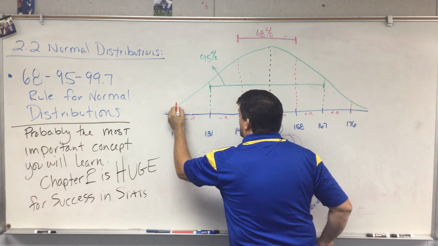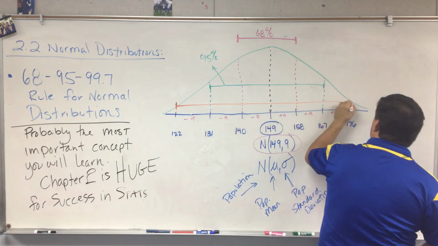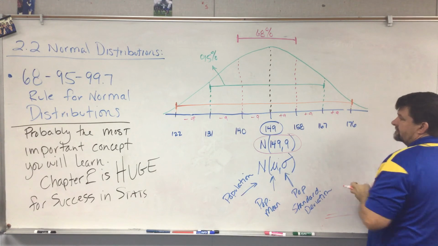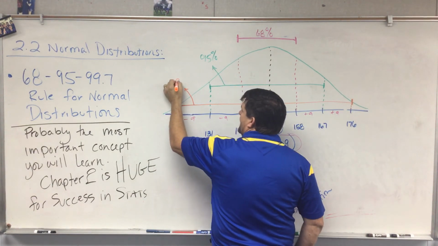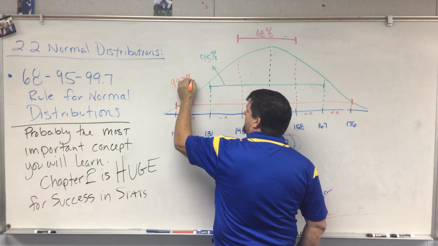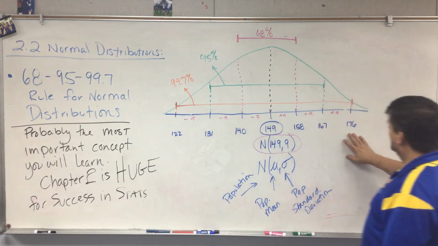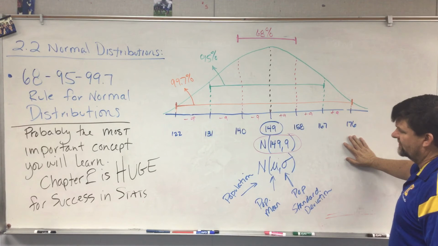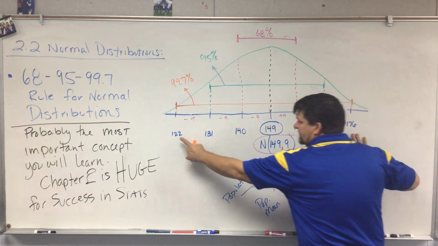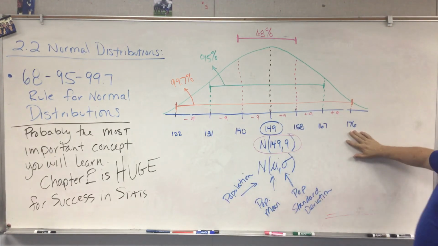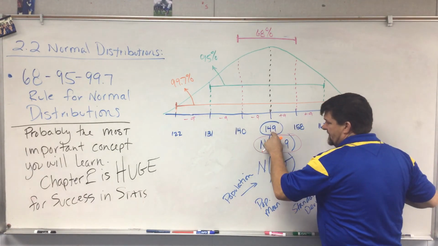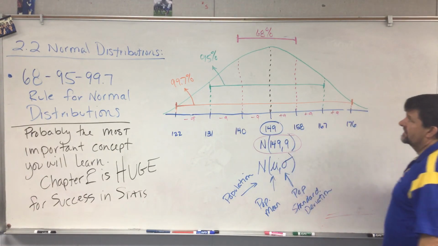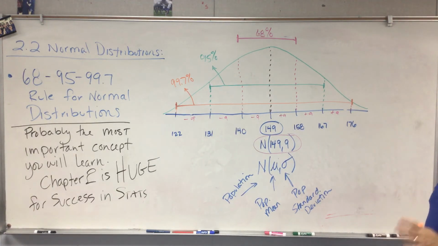And then the very last one, which is in orange, goes from here all the way across to here. And that tells us there's 99.7%. So almost 100% of all 12-year-old males are between 122 centimeters and 176 centimeters. And you know that just by knowing the mean and the standard deviation. So that is the 68, 95, 99.7 rule.